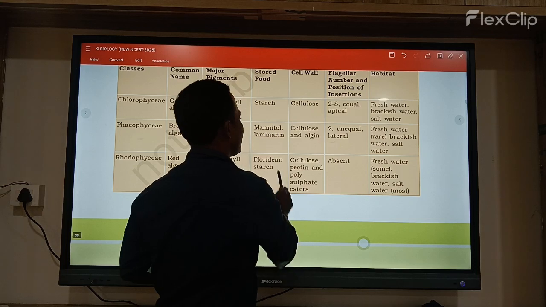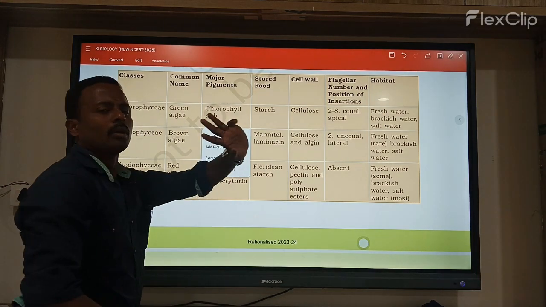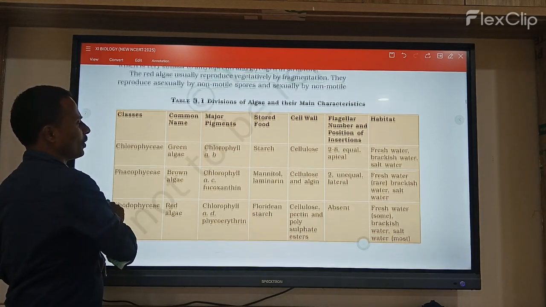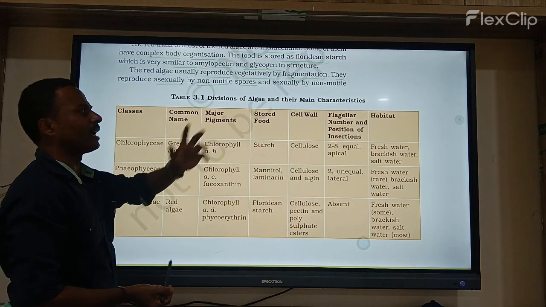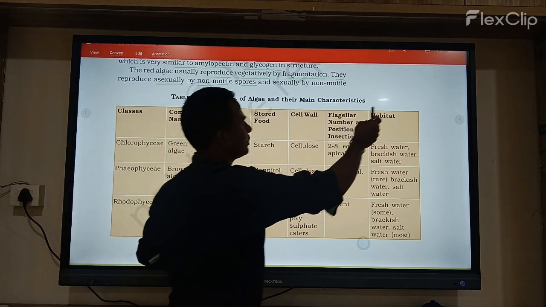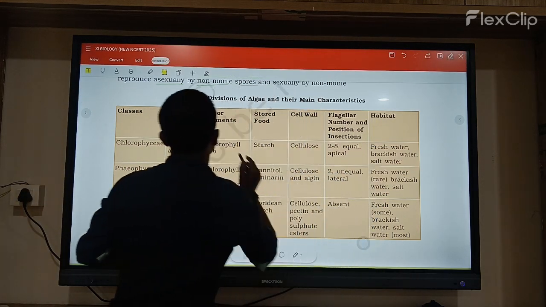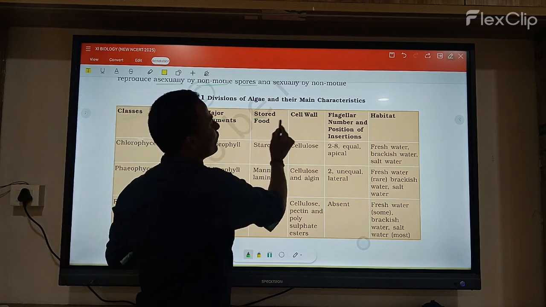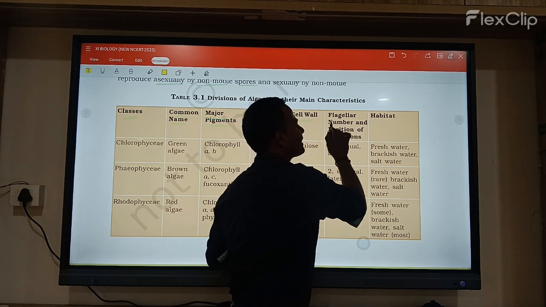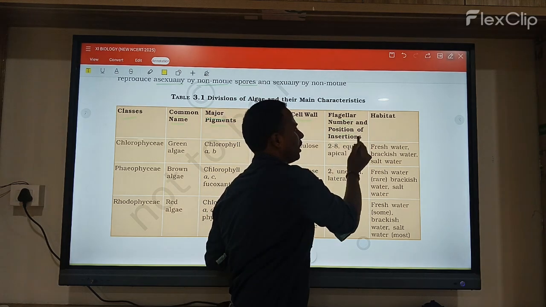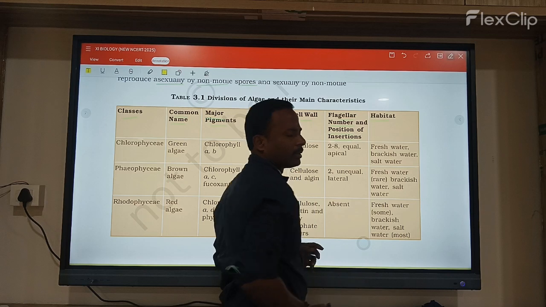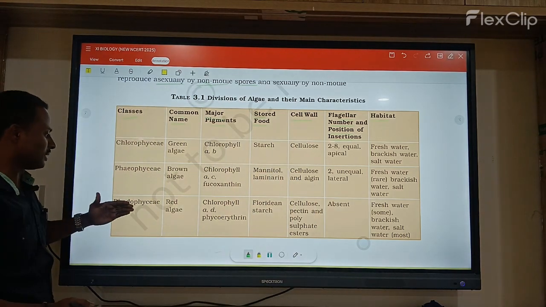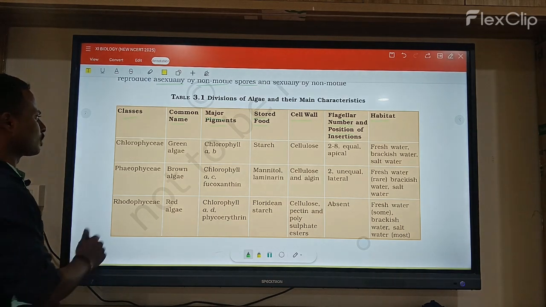Now we must compare the three classes: Chlorophyceae, Phaeophyceae, and Rhodophyceae. What are the main characters? First, classes, common name, major pigments, storage of food materials, cell wall, flagella number and position of insertions, and habit. Now we compare the three classes: this is Chlorophyceae, this is Phaeophyceae, this is Rhodophyceae. First, Chlorophyceae.